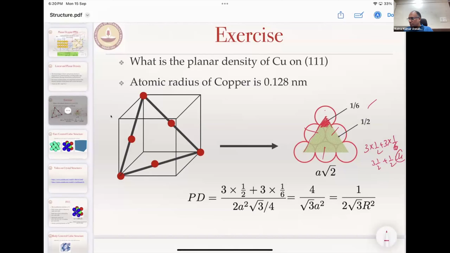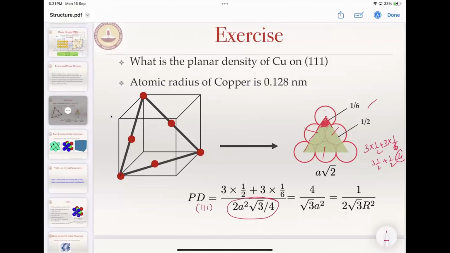And because it's a triangle, what type of triangle is this? Isosceles or equilateral? Equilateral. If you know a, then you can find out the area of that triangle. Right?